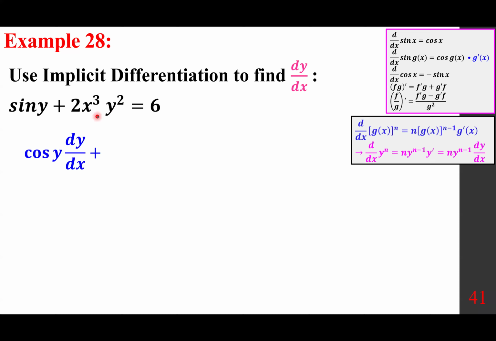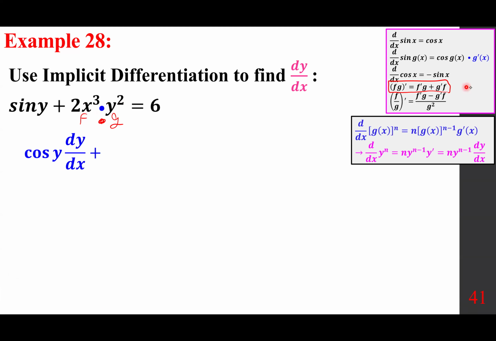What about this one? It's a product of 2x cubed and y squared. We put a raised dot in between. So we know it's the product rule that we need to use. So f is 2x cubed, g is y squared.